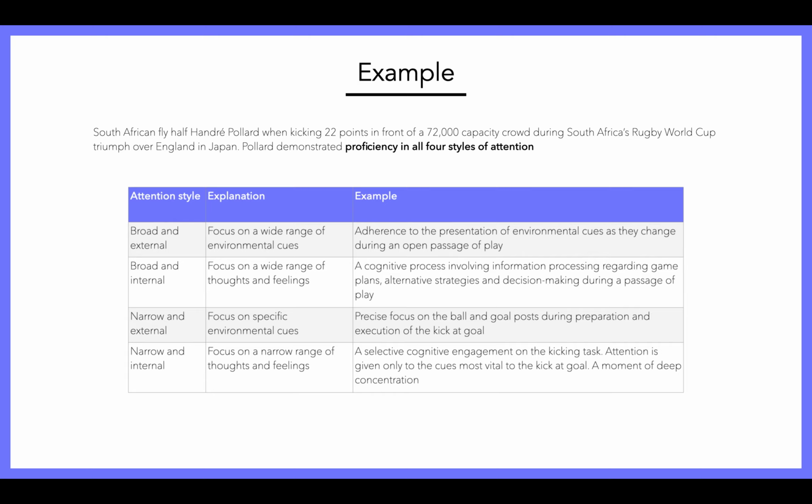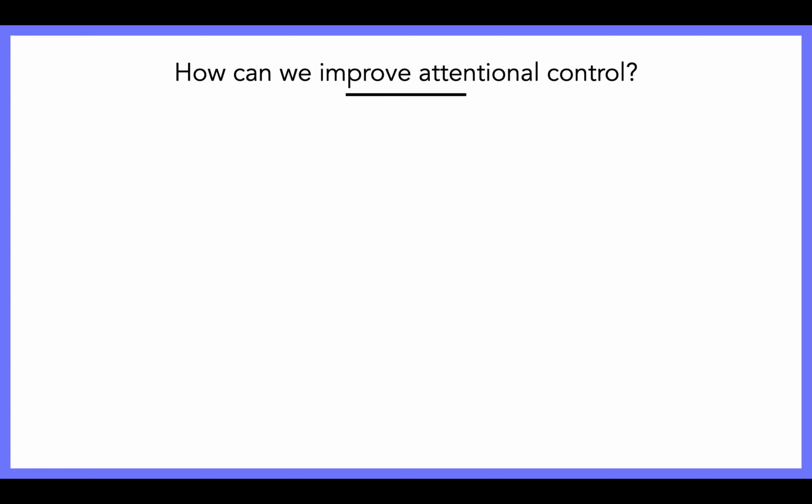Okay, and then narrow and internal, it was a cognitive engagement during the kicking task. He had a moment of deep concentration. He was visualizing the kicks, okay? He was possibly taking deep breaths. He might have been doing self-talk in his mind. So very similar to my football example, but this is what was analysed after the game, that Pollard was proficient in all 4 styles, and that's how he managed to get that amount of points kicking in front of that type of crowd. So just to finish up then, let's also look at how we can improve attentional control.